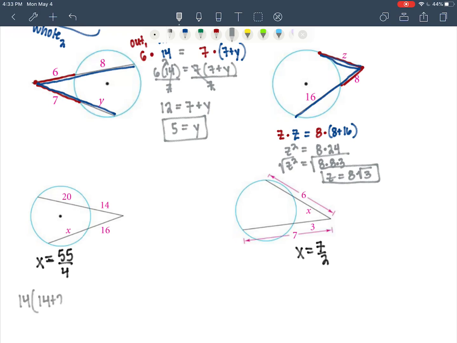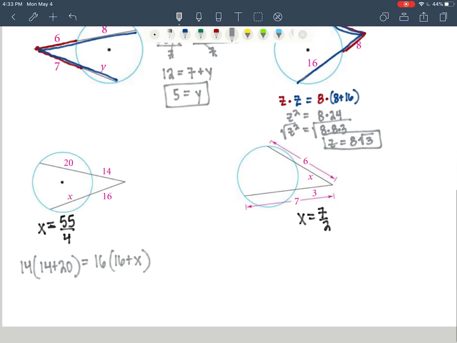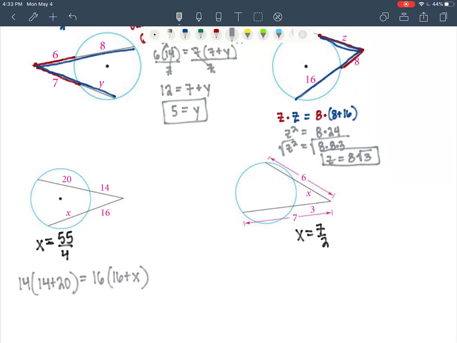14 times (14 plus 20) equals 16 times (16 plus x). Now I don't want to multiply 14 times 14 and 14 times 20. That's just a lot of work. So what I can do is 14 times 34. Yeah, let's do that. 14 times 34 equals 16 times (16 plus x). And I'm going to divide both sides by 16. I'm going to take a chance here. So 2 goes into 14 7 times. 2 goes into 16 8 times. 2 goes into 34 17 times, and 2 goes into 8 4 times.